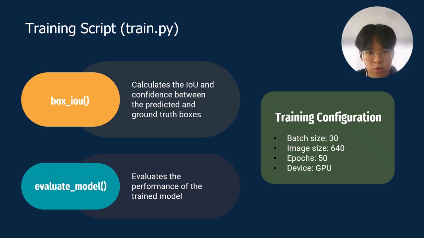I would like to begin with the training script to train the YOLOv8s model. In this script, we have 2 main functions. The first one is box IOU, which is crucial to calculate the IOU and the confidence between the predicted box and the ground truth box. The second one is evaluate model, which we use to evaluate the performance of the trained model. In this project, we're using a training configuration of batch size 30, image size 640, 50 epochs, and we'll be training using the GPU.